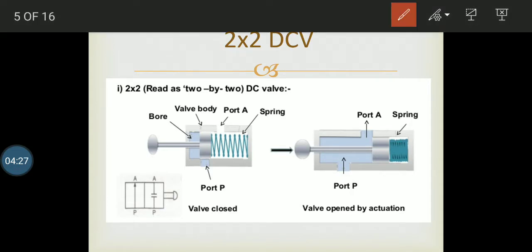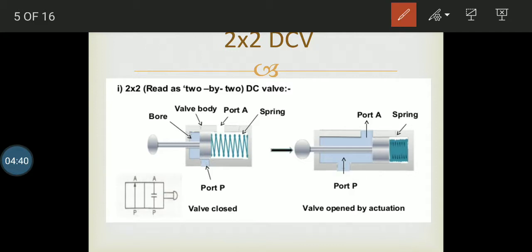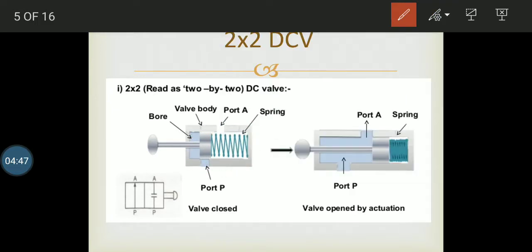2x2 DCV stands for 2 ports and 2 sections: section 1 and section 2. This diagram and this diagram relate to two different periods of time. For the first period of time, this is a single acting cylinder; the spring is over here. When I give an input to port P, the position of the piston is such that it is closing port P, so it will not allow the fluid to move in.